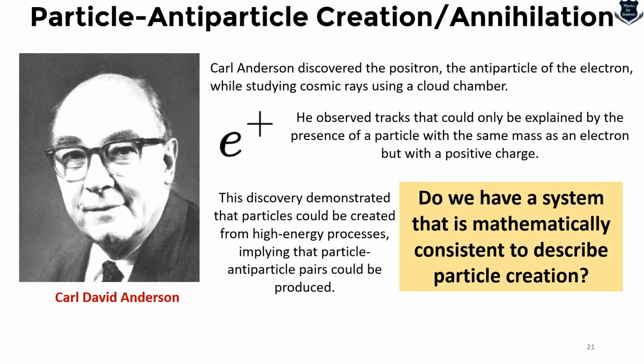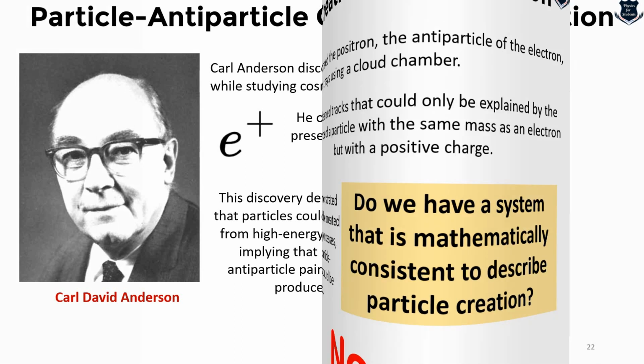But the question is, do we have a system? I should say, was there a system that was mathematically consistent to describe what is called particle creation? The answer was no. And this no actually helped us to form what is called quantum field theory. So these bottlenecks, these problems, will make you understand why quantum field theory emerged at all.